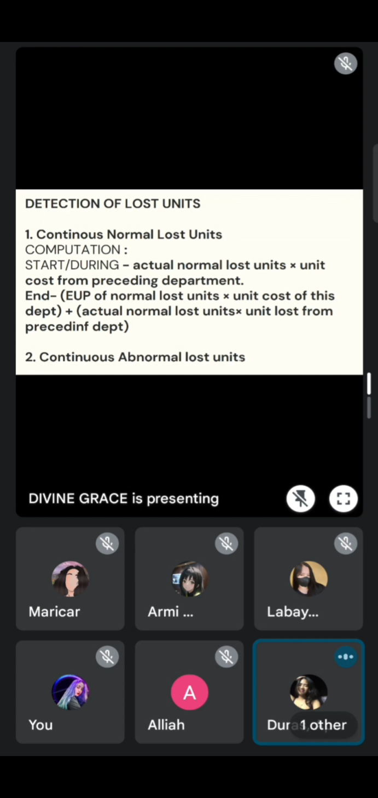Absorbing units. The cost of the abnormal loss units are not absorbed by the good units in process, and it shall be treated as period cost or expenses. That's all po.